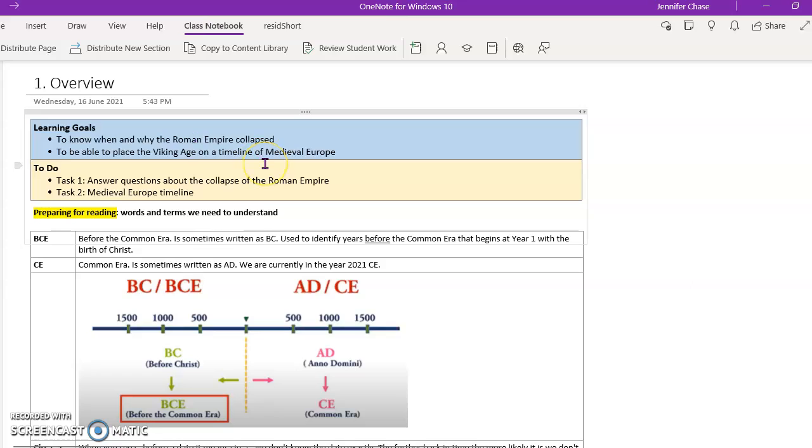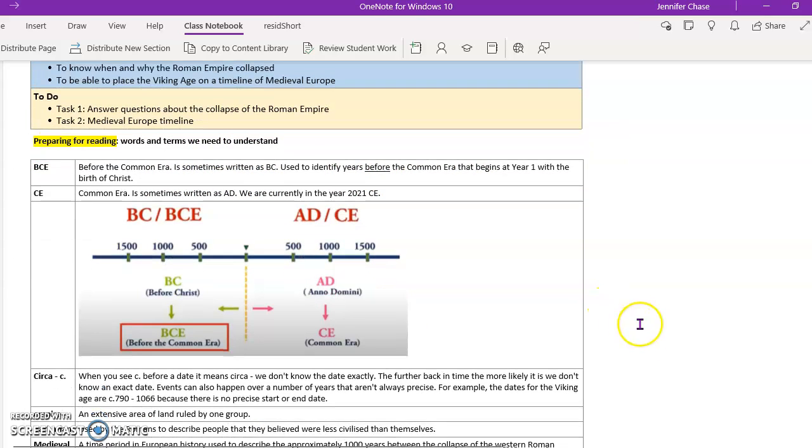So like I said, this lesson is all about just giving you a broad overview. Okay, so we're going to read some information. Before we do that, there's some words. Okay, so preparing for reading: words and terms we need to understand. Now, you would have covered some, if not all of this, in year 7, but obviously that was a while ago, and it's worth going over again.